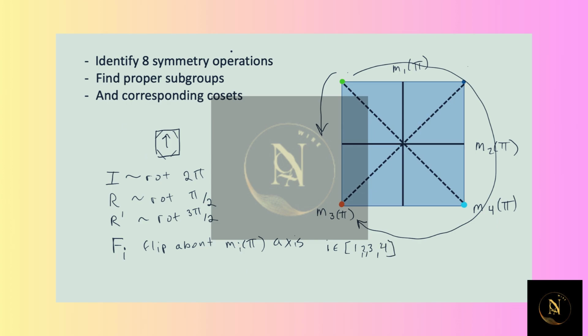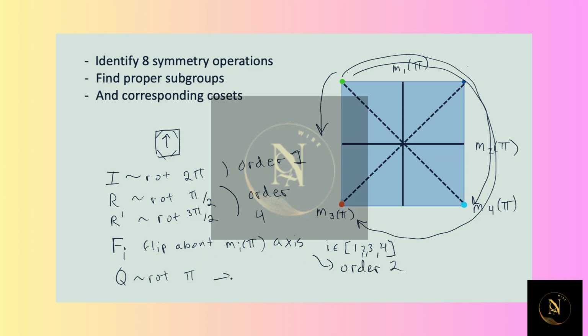We have one more rotation here. Actually, we have a rotation by pi, where we move this green dot all the way over here. So let's call that Q. So that's a rotation by pi. So these are our 8 symmetry operations. We have 1, 2, 3, 4, 8. And here we can think about these as having orders: R and R prime are order 4, the identity is order 1, and the flips and Q are order 2.